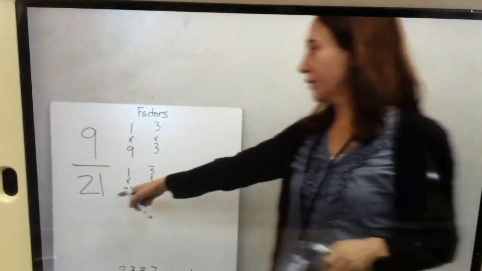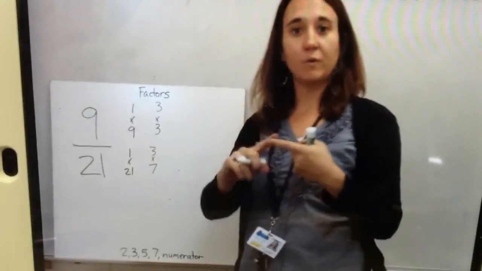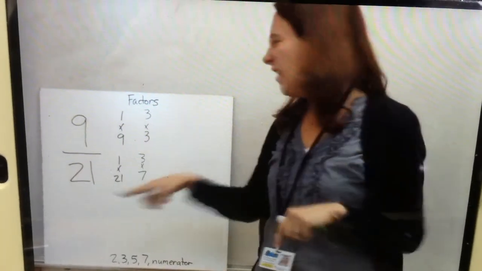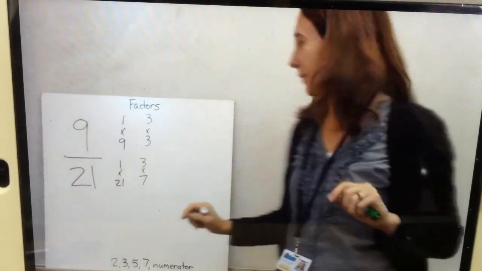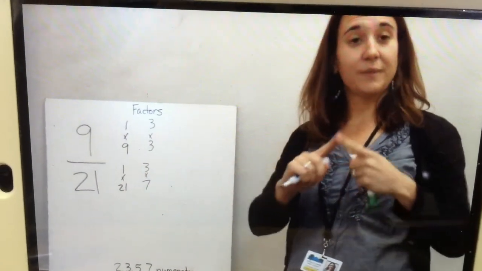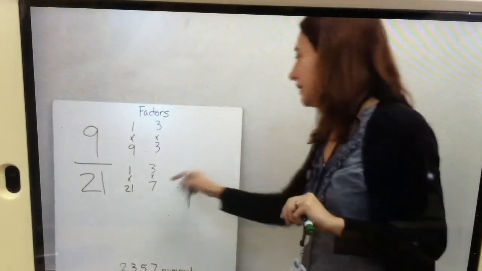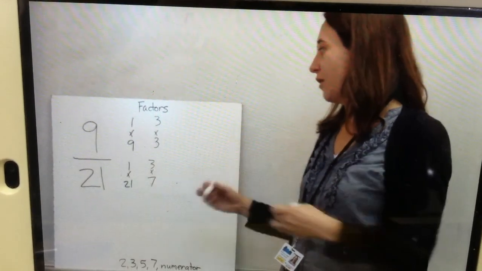What about 4? Will 4 go into 21? If you count up by 4s, you'll find out that you don't get to 21. How about 5? No, it doesn't end in a 0 or 5, so it won't go into it. 6? You count by 6, 6, 12, 18, 24. No, it doesn't go into it. And then 7 we already have, so we've gone all the way.